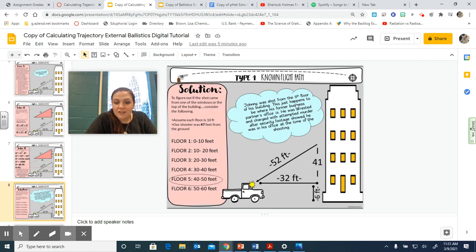So someone shot Johnny from the 5th floor of his building. This just happens to be where his former business partner's office is. He was arrested and charged with attempted murder after security footage showed he was in his office at the time of the shooting. And there you go.